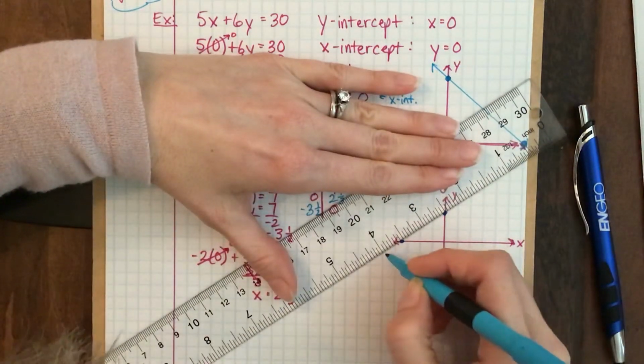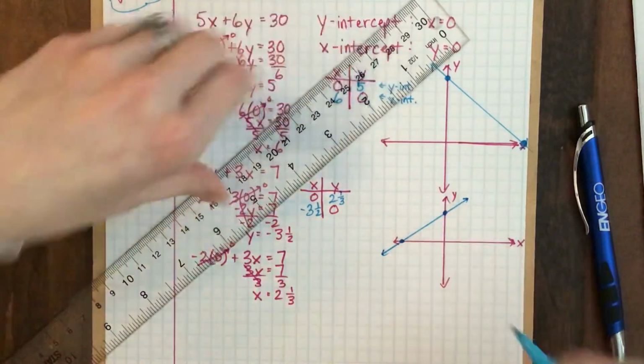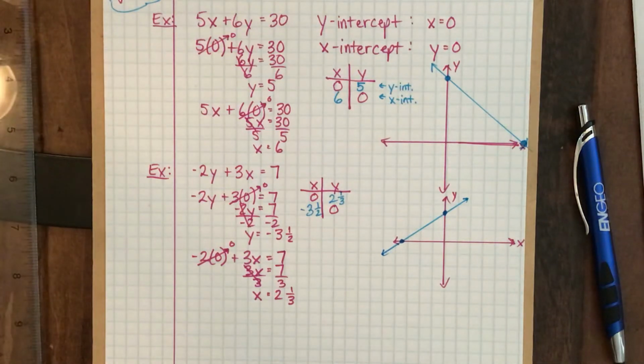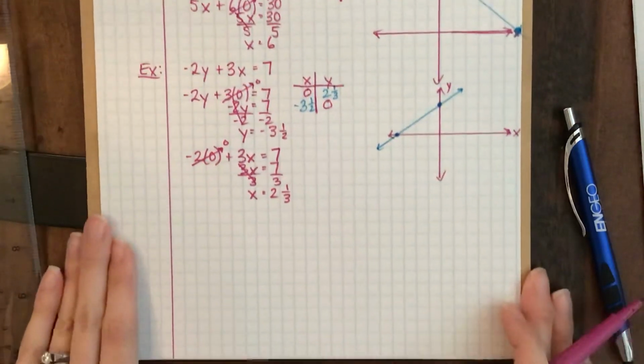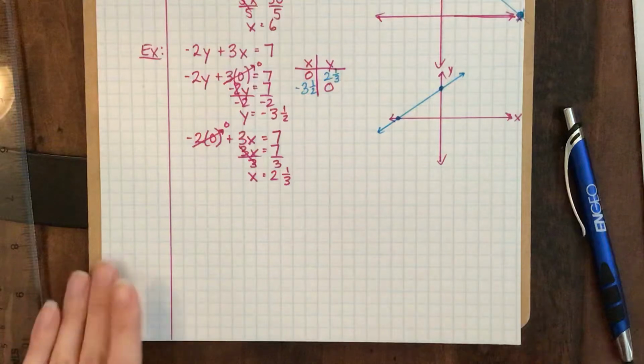And then I can connect it to make a nice straight line. Okay. So that's how we're going to use the intercepts to graph these lines. You're going to need this skill for solving systems of linear equations by graphing. So I'm going to have you practice a couple, and then we're going to call it a day.